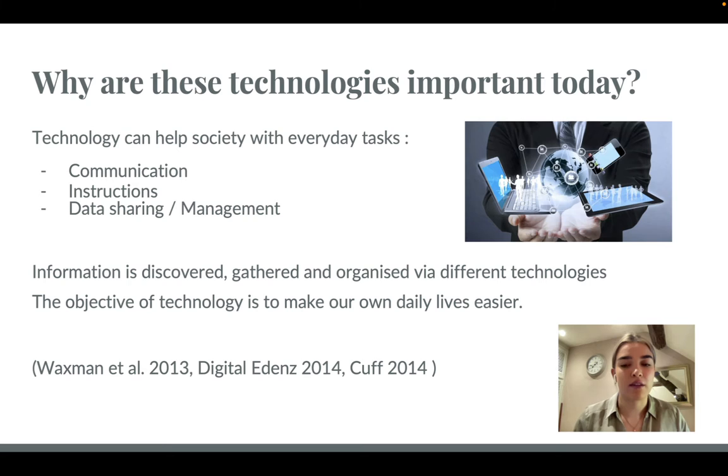Technology can help us in a variety of everyday tasks. This includes communication, instructions, data sharing, and management.